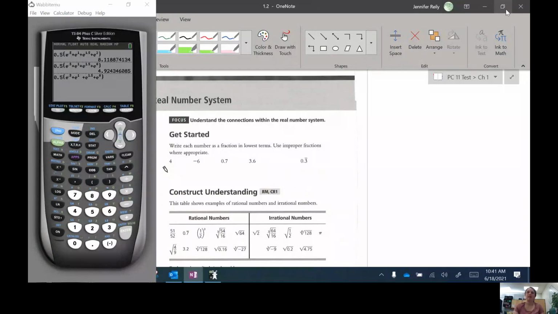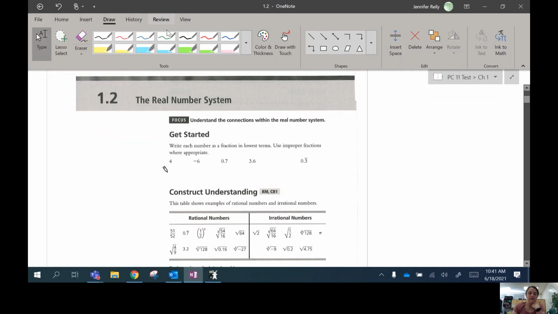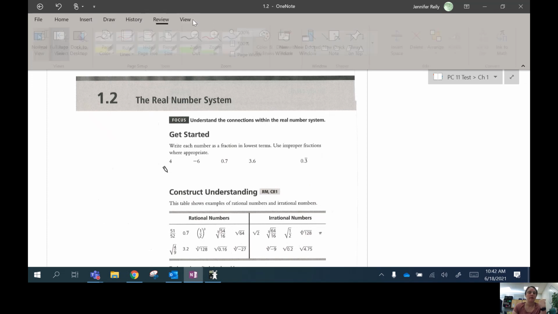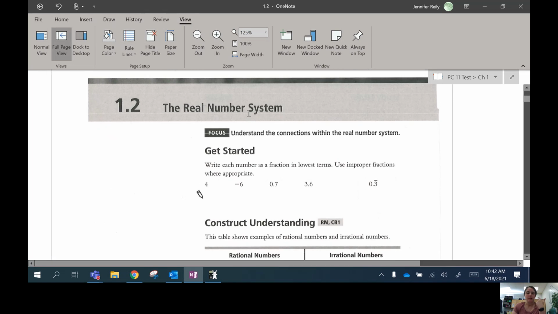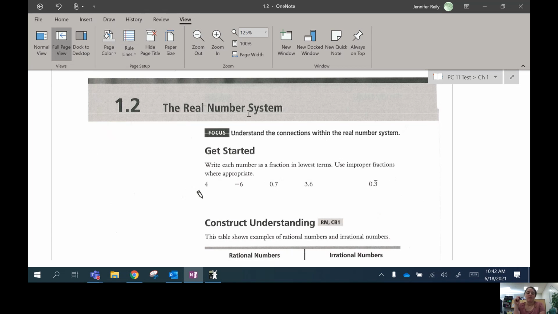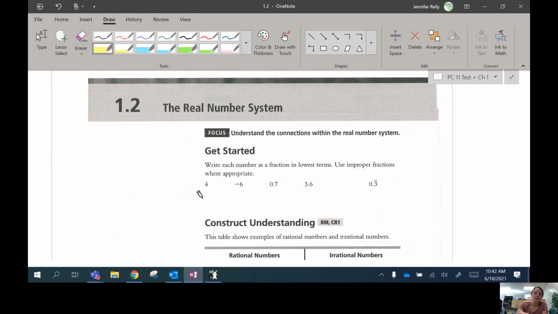Lesson 1.2. Today we're going to be classifying numbers, so putting them into different categories depending on their properties. We like to classify numbers because each set of numbers has its own little set of rules, and then we can talk about them more accurately. So let's have a look here at the Get Started. We're going to be writing each of these numbers as fractions, just for some extra practice, because fractions will play a key part in today's lesson.